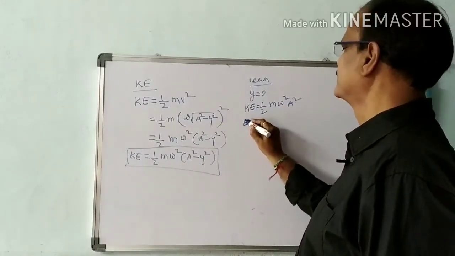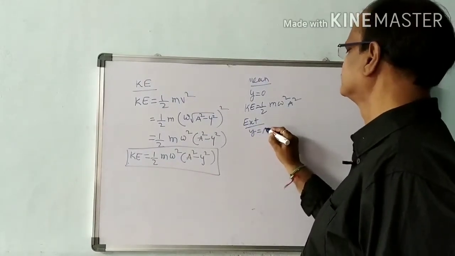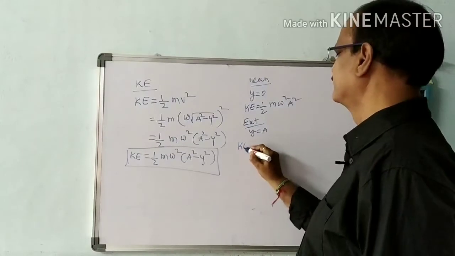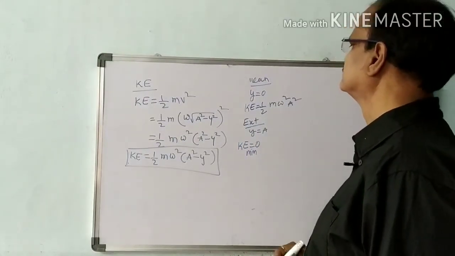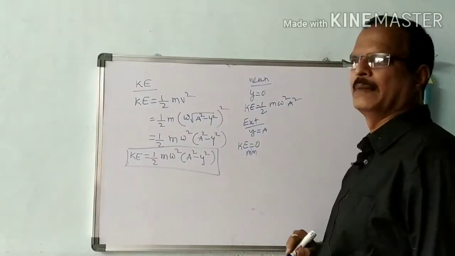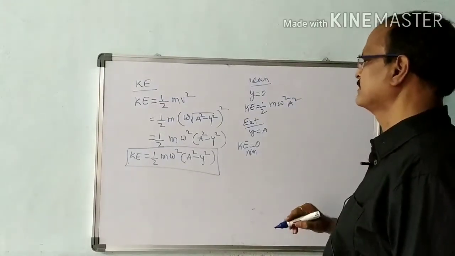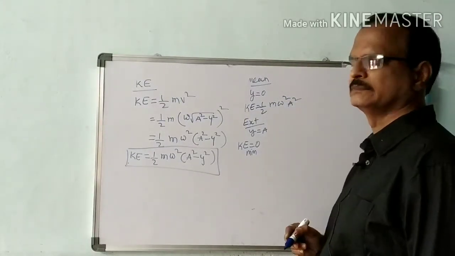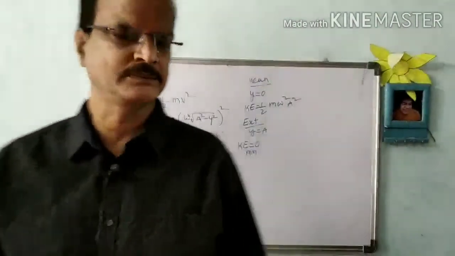And at extreme position we have y is equal to a. Then K is equal to 0. So K becomes minimum. So it is minimum at extreme position and maximum at mean position. If K is maximum, P will be minimum. If P is maximum, K will be minimum.